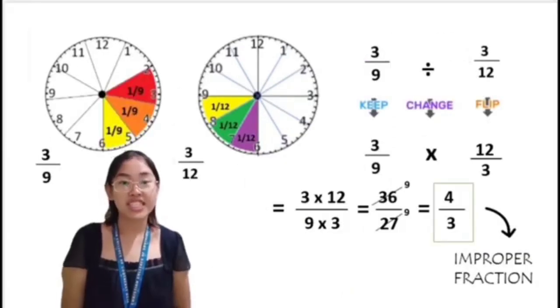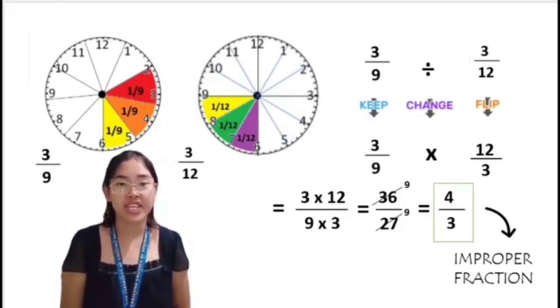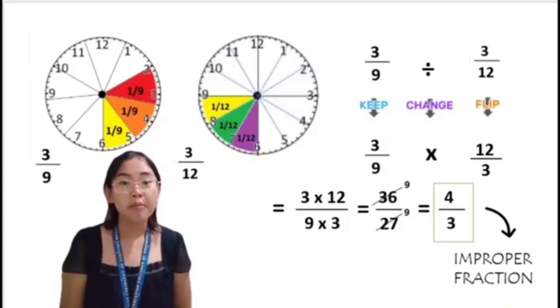Dividing two fractions is the same as multiplying the first fraction by the reciprocal of the second fraction. The first step to dividing fractions is to find the reciprocal. Reverse the numerator and denominator of the second fraction. Next, multiply the two numerators, then multiply the two denominators.